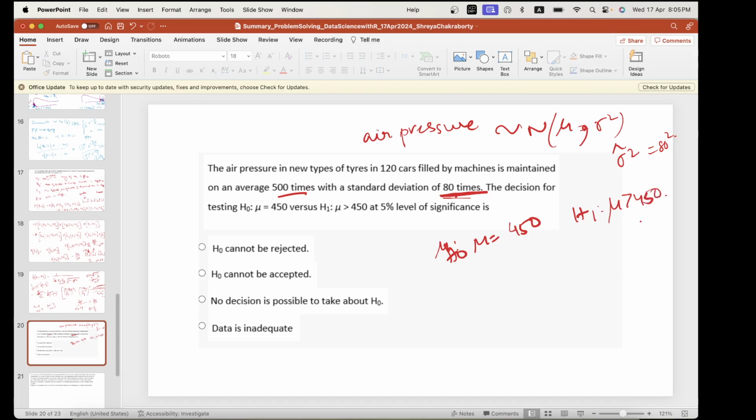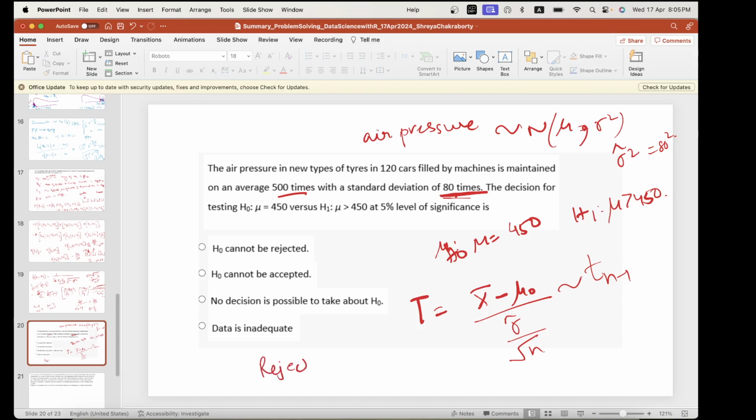So this is a one-sided t-test. So the test statistic is what? X bar minus mu naught divided by sigma hat by root n. This will follow a t n minus 1 distribution. This is a single-sided test.